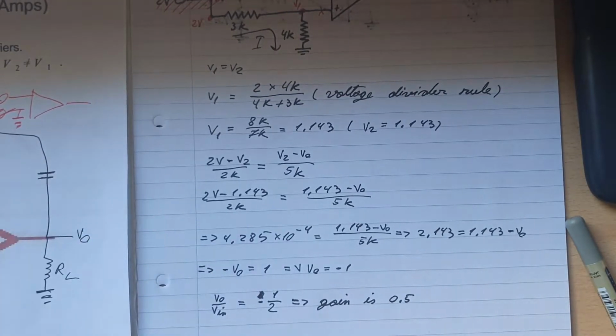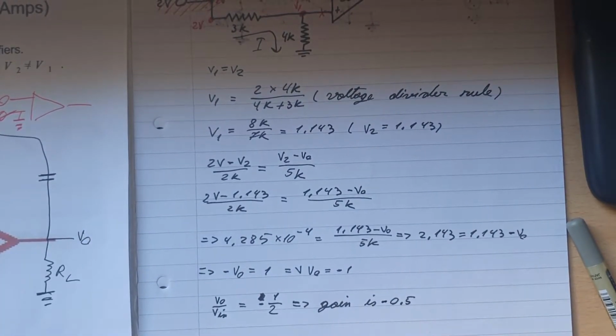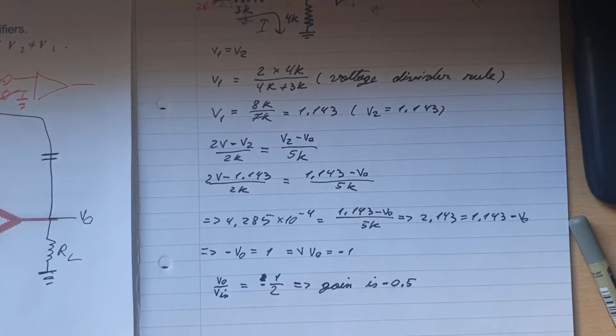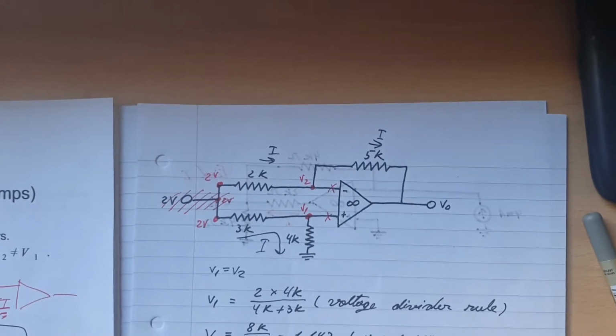Yep. Alright. No, actually it's a minus 0.5 because it's a negative. I guess you can write it like this. So this is how we solve this problem here.